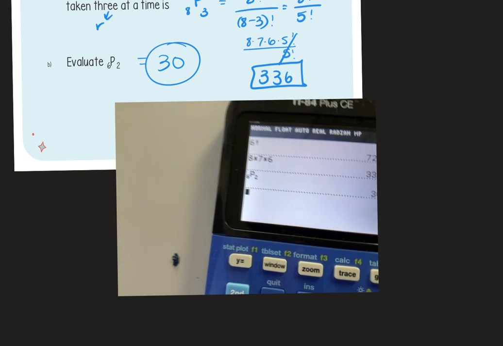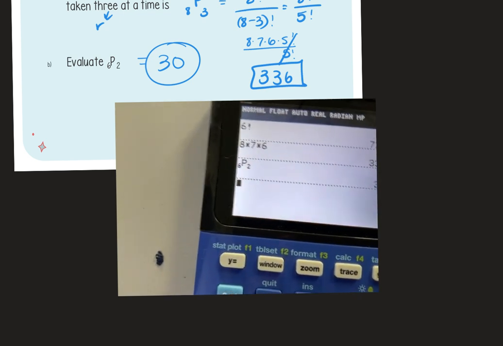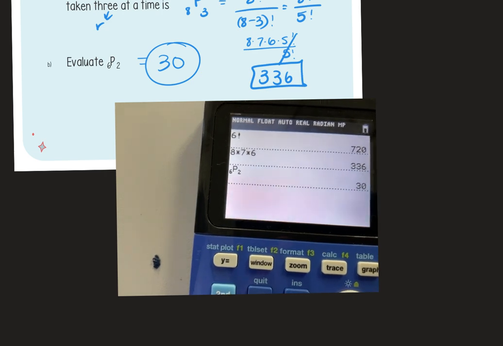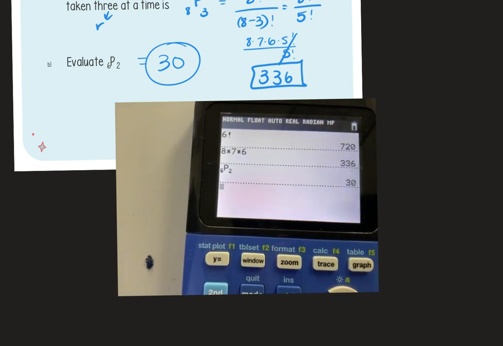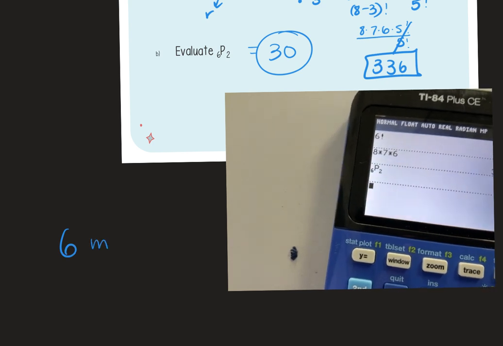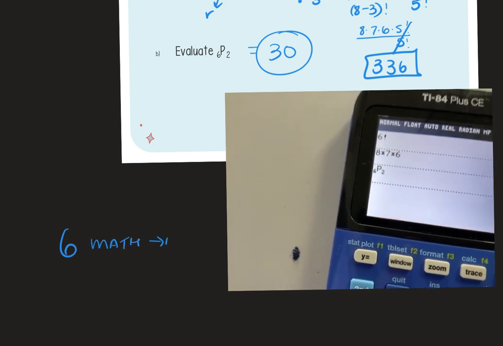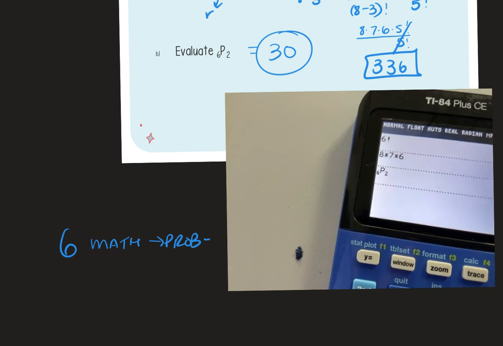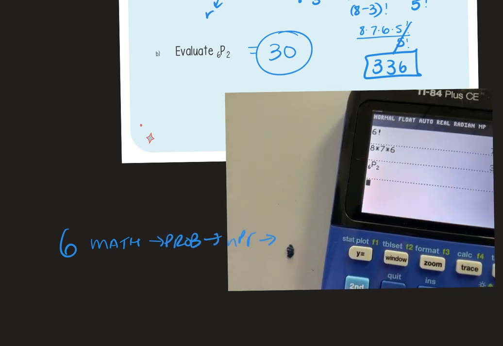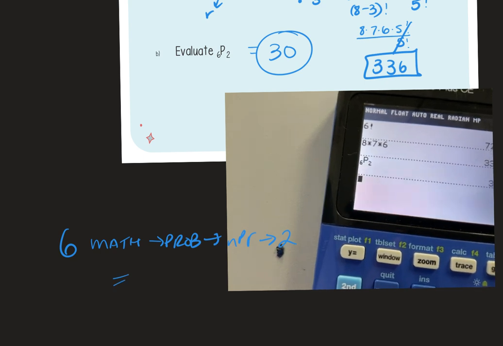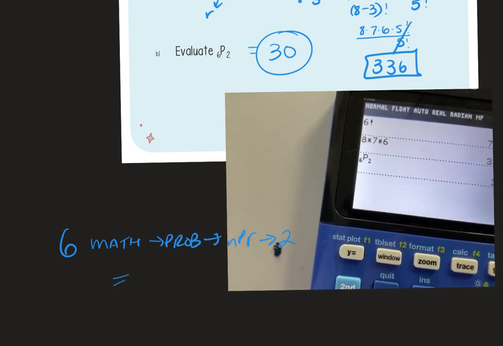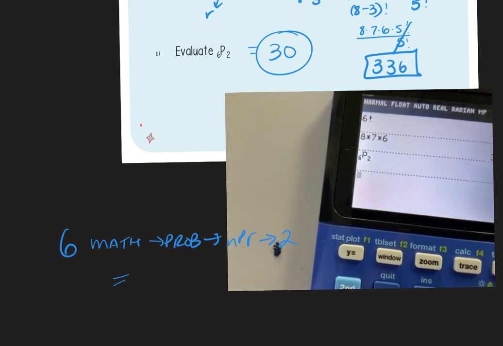Every scientific calculator has that. Sometimes it's in different spots and we have to find it. The older calculators will not give you the subscript little boxes. For those, you have to type in 6, then you go math, then you go PROB, and then you go NPR, and then the 6 will be before it, the 2 goes after it, and then you hit the equal sign. So the older ones still do it, they just do it in a different way.